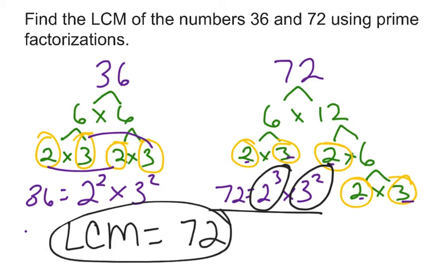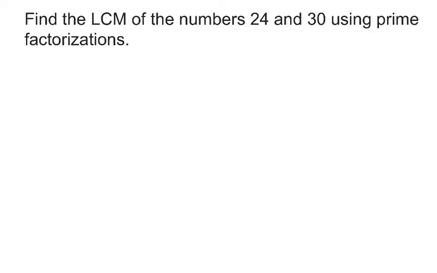And you might say, Miss Salvador, I could do this by listing factors, but I want you to practice some easier numbers so that you understand the process before we get into the more difficult numbers. We're going to look at one more example, and if you need extra space on any of your pages, make sure that you're utilizing your space. So find the least common multiple of the numbers 24 and 30 using prime factorizations.